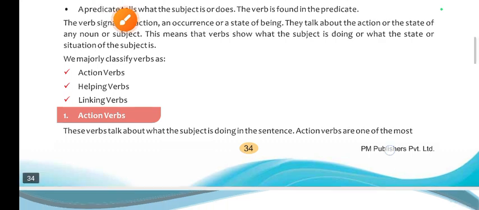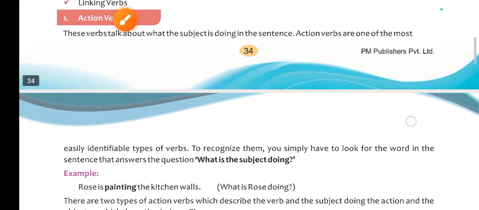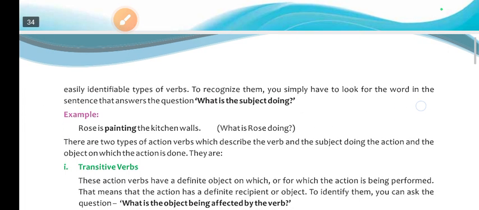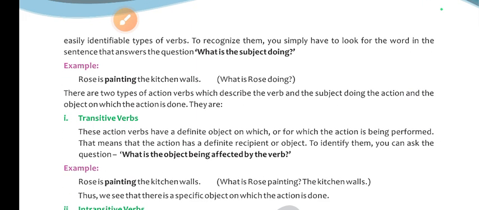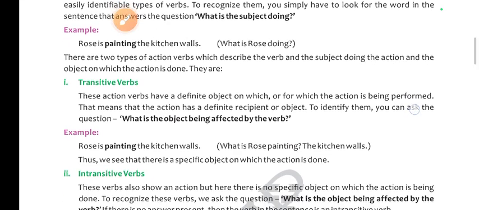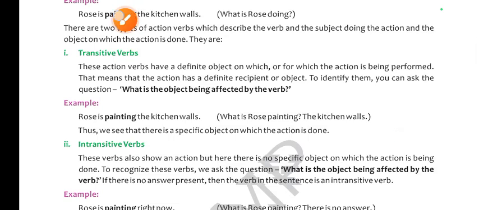So these are the subtopics which we are going to study in the topic verbs. Now, action verbs. These verbs talk about what the subject is doing in the sentence. Action verbs are one of the most easily identifiable types of verbs. To recognize them, you simply have to look for the word in the sentence that answers the question, what is the subject doing?